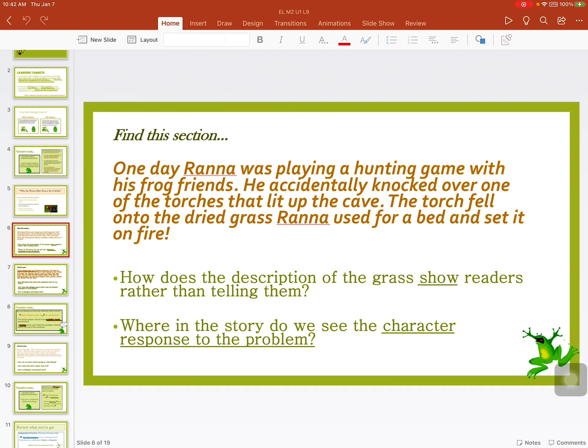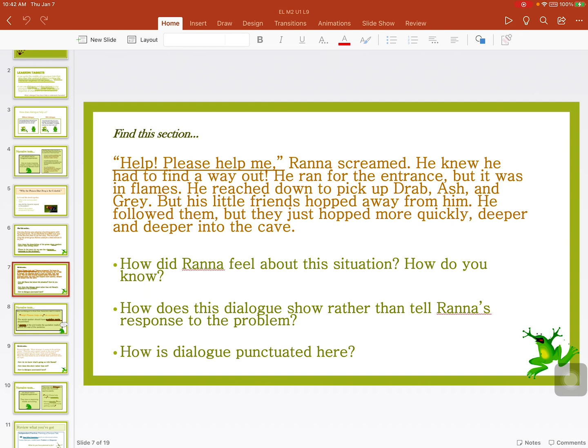How does the description of the grass show readers rather than telling them? Yeah, it describes that the grass is so dry that it easily caught on fire. Where in the story do we see the character response to the problem? Yep, let's keep reading to see.